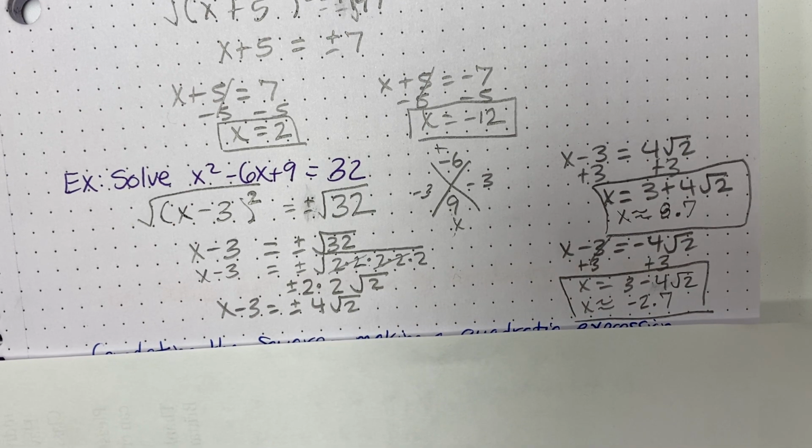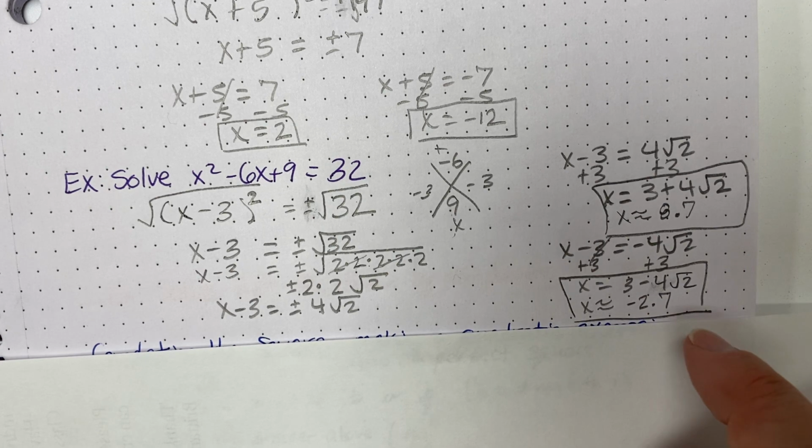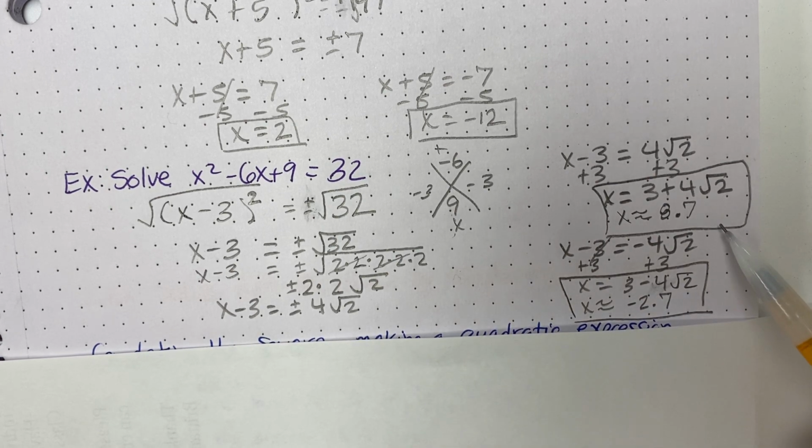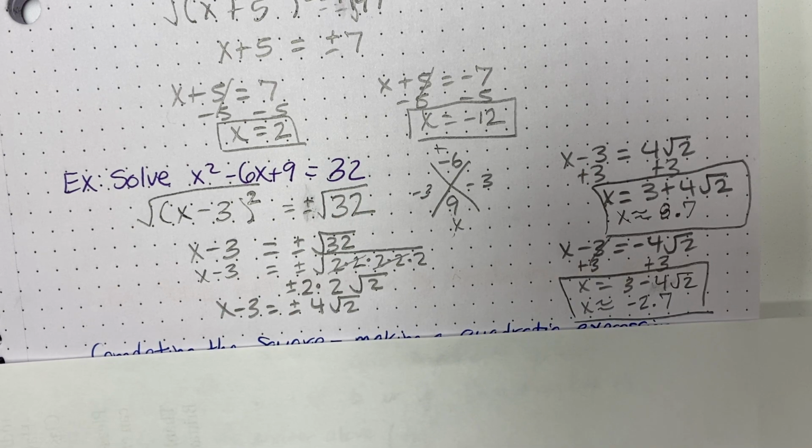Okay. The nice thing about this, though, is that when we factored ugly numbers, it wasn't easy for us to get an answer. So this method that we're going to talk about today gives you an opportunity to get an answer even if the problem is ugly.